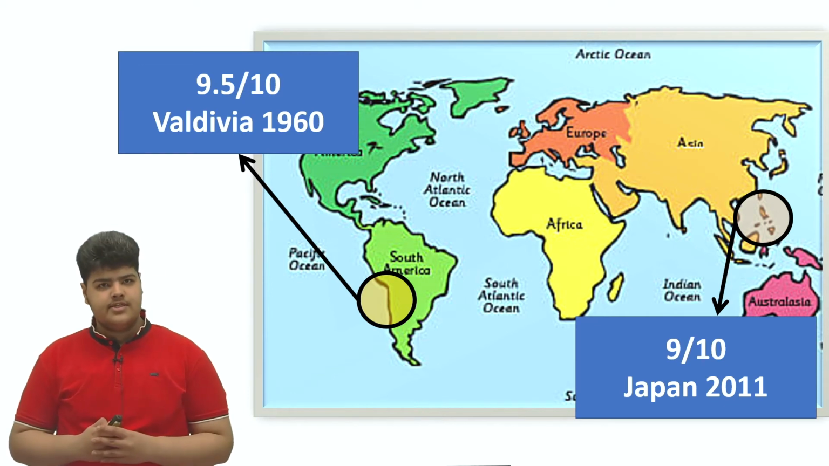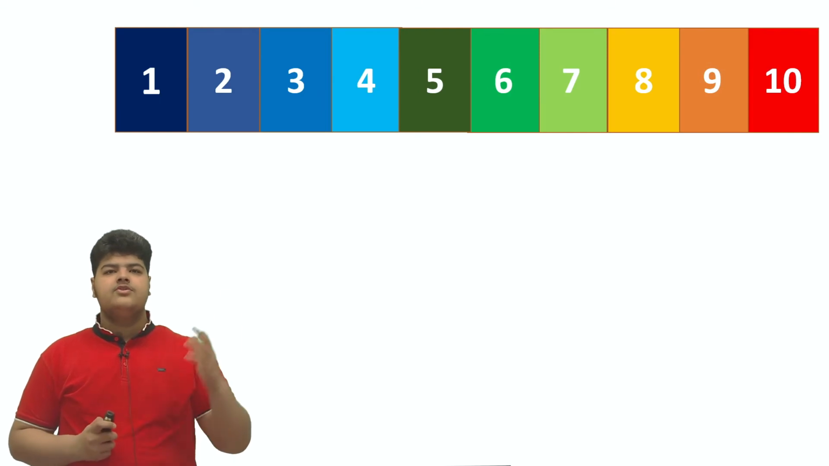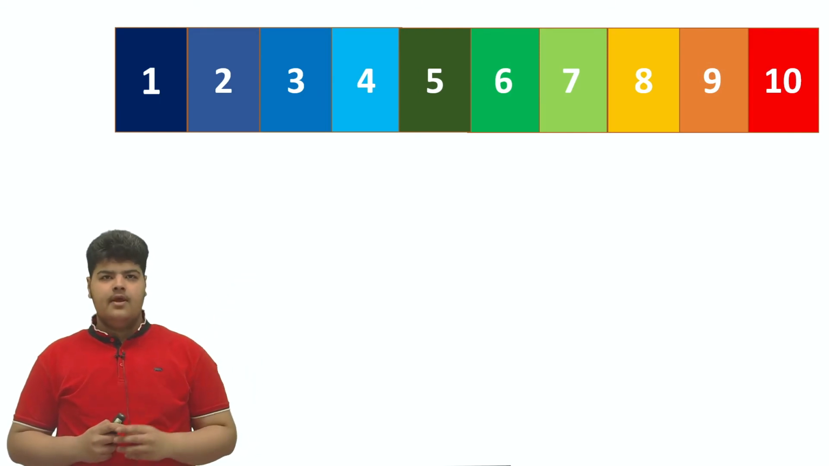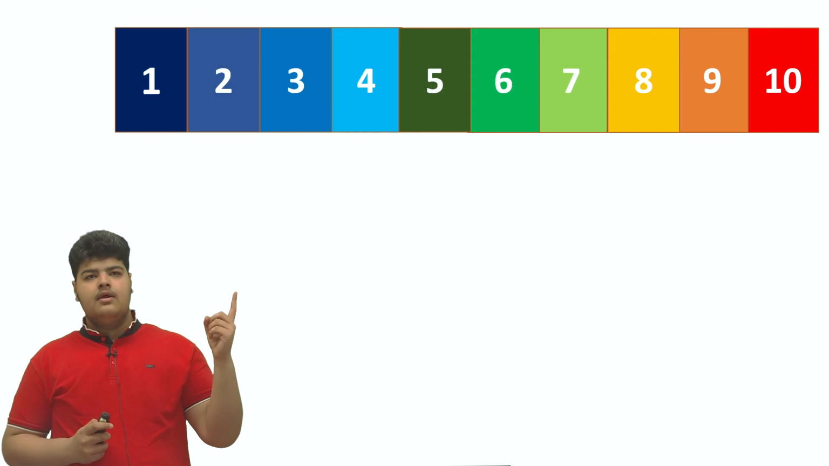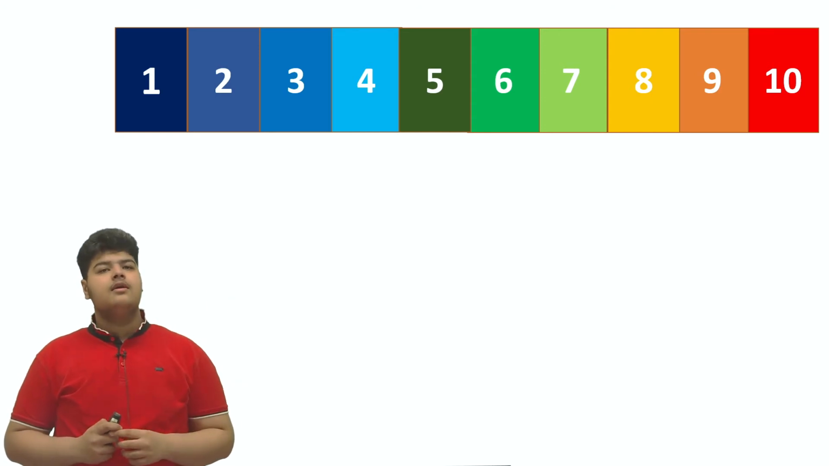Now we have discussed how earthquakes work, and also two places where the earthquake was extremely strong. But now we will discuss the scale which is used to measure the earthquake. That scale is called the Richter scale, which you can see above me. It starts from 1 and ends at 10.